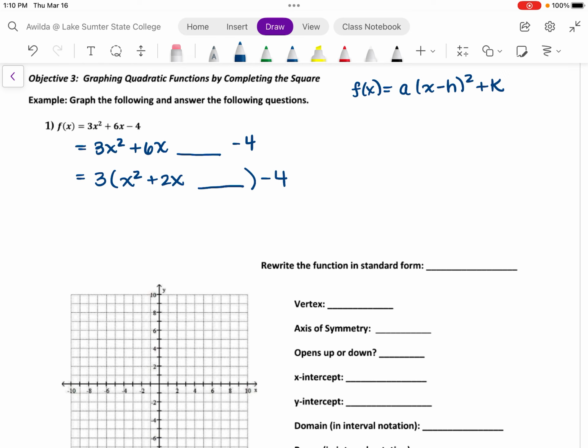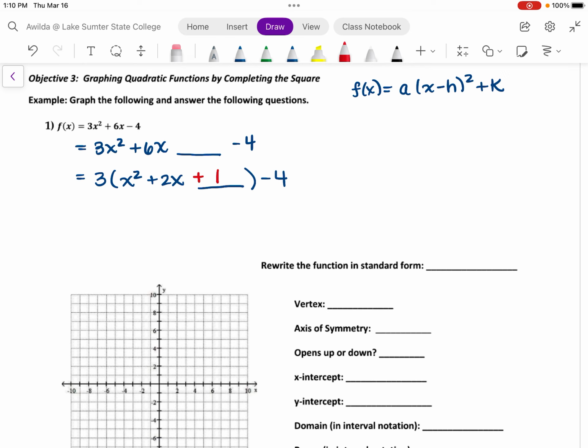Now, to complete the square inside the parentheses, I'm only looking at this trinomial, x squared plus 2x plus blank. The process is I'm going to divide the middle coefficient 2 by 2 and then square. 2 divided by 2 is 1, and 1 squared is 1. So I'm going to add 1 here to complete the square.